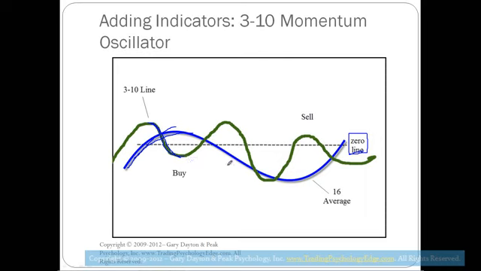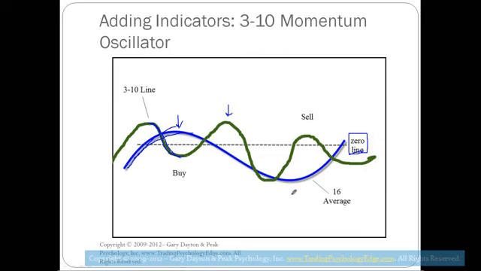We never want to buy up here. We want to always buy when the 310 is below 0. But we really want to only buy when the 16 average is below. And vice versa for sells.